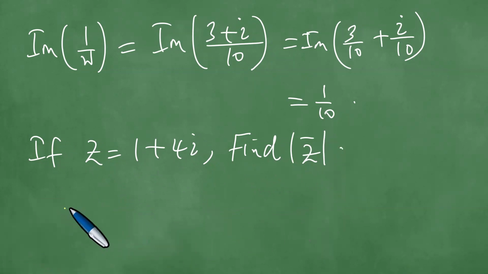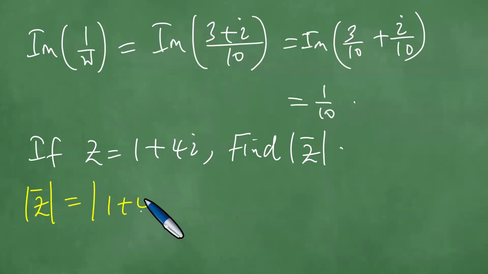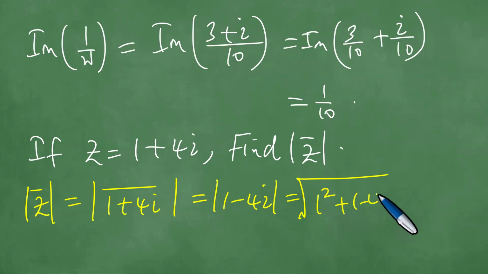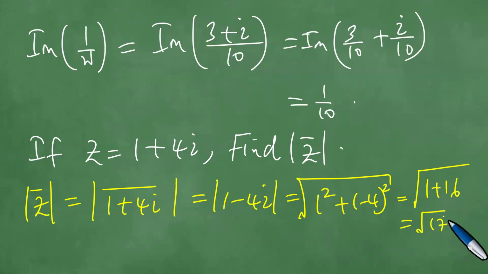Right, so now, how do we do this? First and foremost, we need to realize that we need to find the length of the complex conjugate, which is the length of 1 plus 4i, like this. And therefore, if you find the complex conjugate is 1 minus 4i, the modulus is 1 squared plus 4 squared. And therefore, this here is exactly 1 plus 16. And this is the square root of 17.